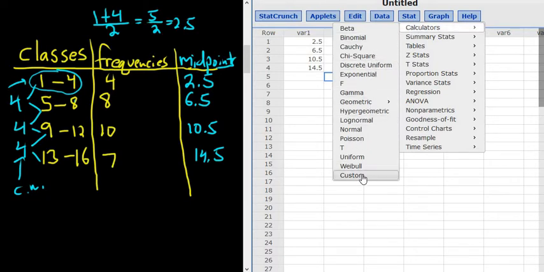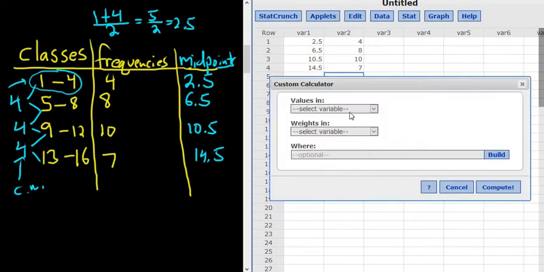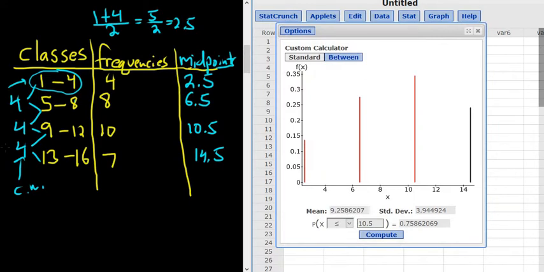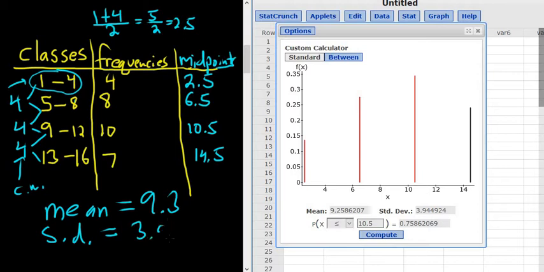Stat, Calculators, Custom. And you left click, and then you just pick var 1 and pick var 2. Click compute, and there's the answers. So the mean in this problem is 9.3. It's right there. And the standard deviation in this problem is 3.9.